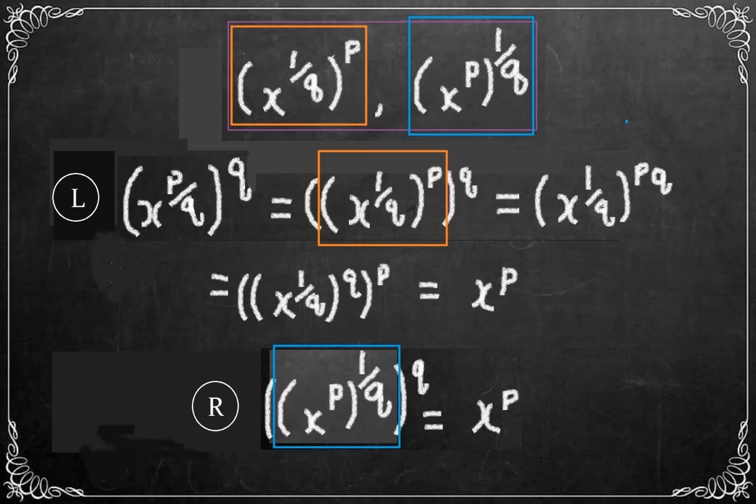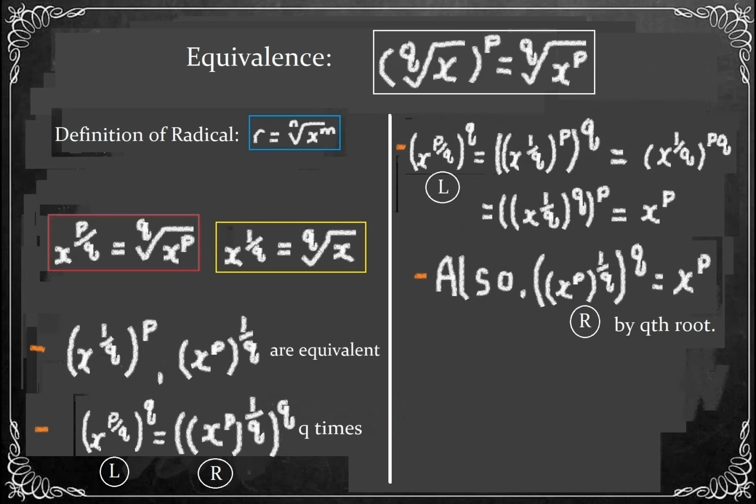What just happened? Take a look. The orange box is found in the left-hand series. The blue box is found in the right-hand series. As it turns out, they both equal x to the p. Thus, they equal each other algebraically by the definition of the kth root. Alright, getting back to the proof.